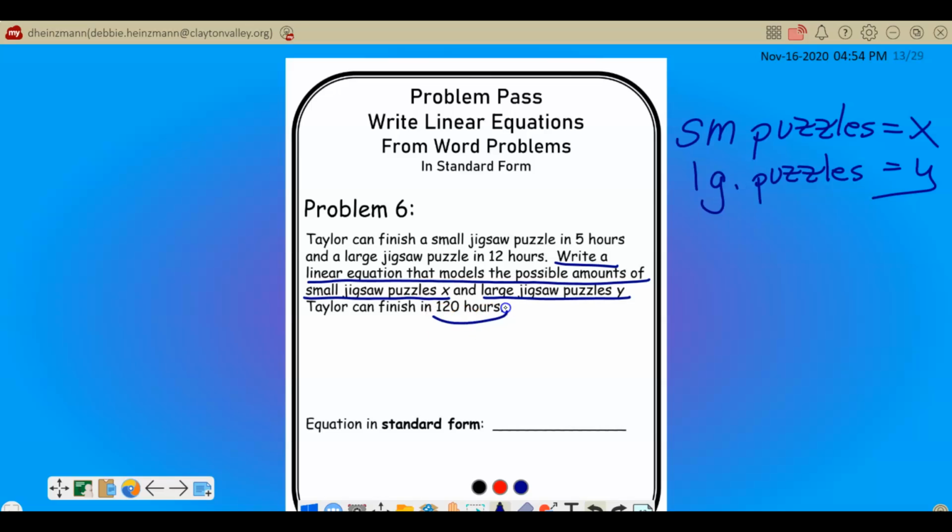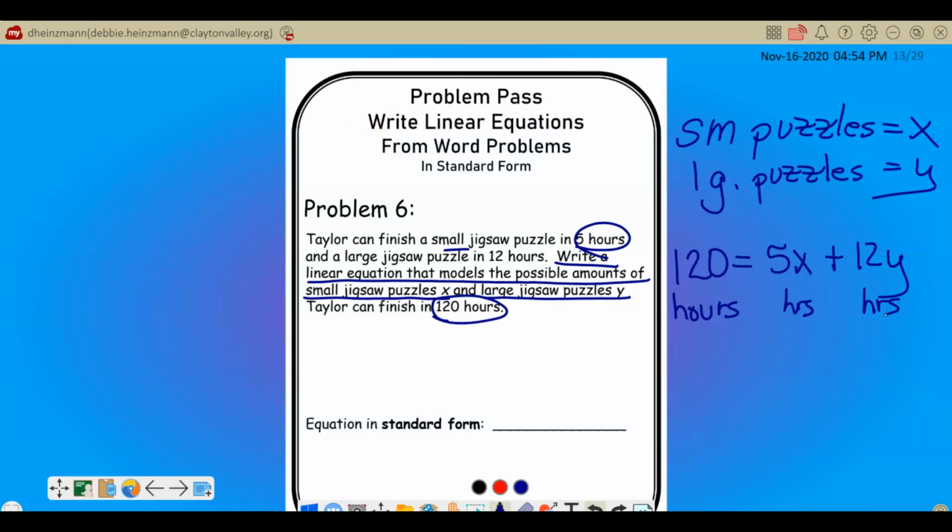Okay? So what are our units? So they're telling us that he has a total of 120 hours. So we know that's on one side of the equation. So we have our small puzzles, X. So he can do a small one in 5 hours. All right, that's 5X. And he can do a large one in 12 hours. So when you add these two things together, you get a total number of hours. So here we go. We have hours, we have hours, and we have hours.